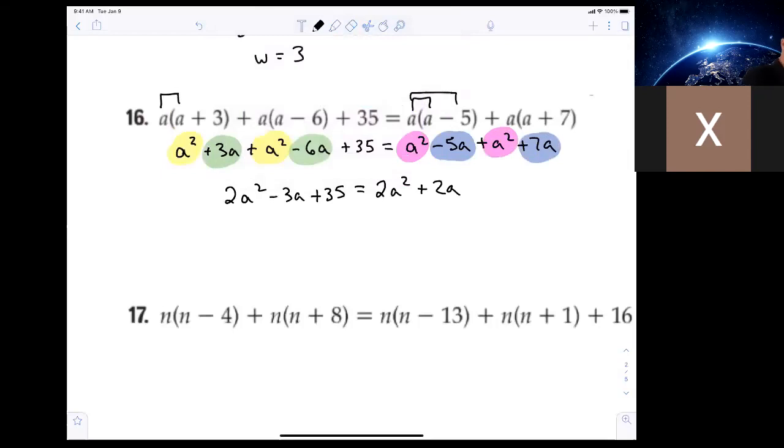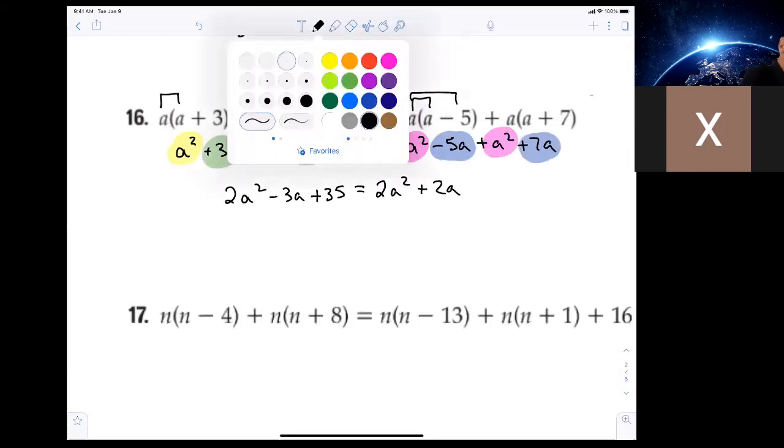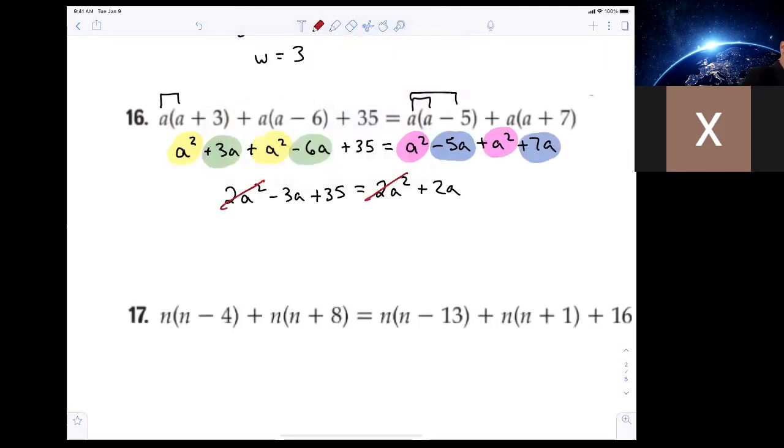Okay, now why is this nice? What happens to the 2a squareds? Cancel. Yes, these cancel. So negative 3a plus 35 equals, and so I just add the 3a over. 5a. So it's a. Right? A equals 7.